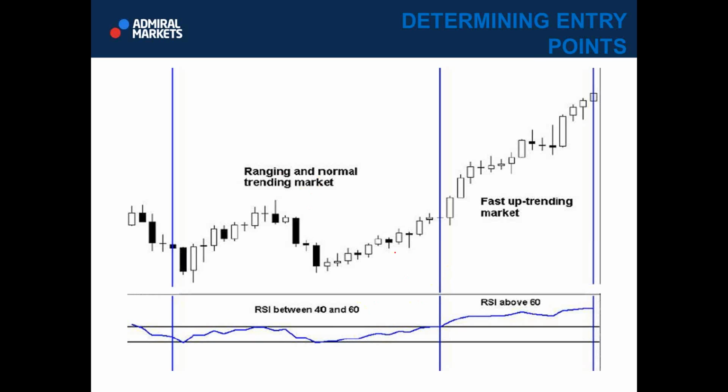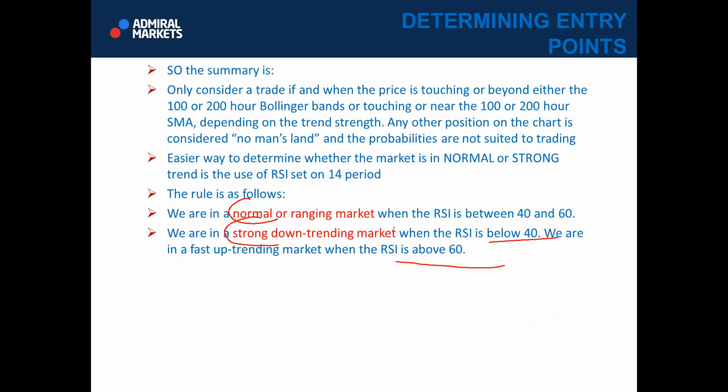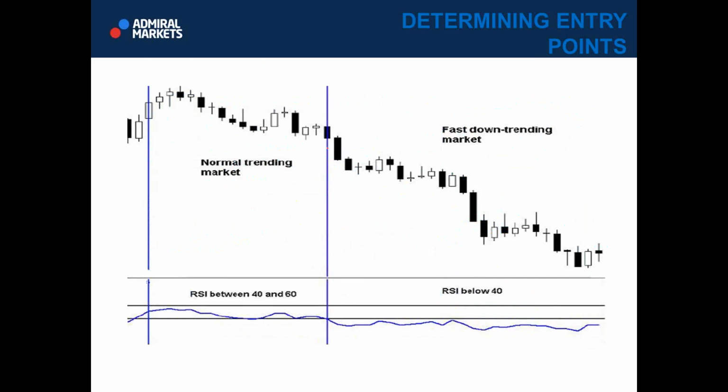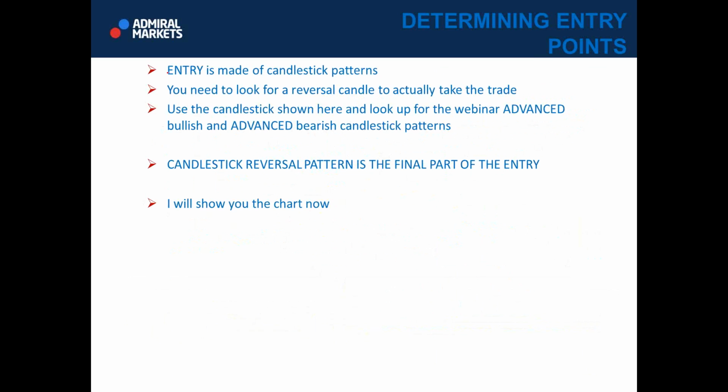You need to determine the trend. So let's say we are bullish. Then you need to determine whether the trend is ranging, normal, or strong. That's easy. And now, entry is made of candlestick patterns. You need to look for a reversal candle to actually take the trade. Use the candlestick patterns shown here and look for the webinar on advanced bullish and advanced bearish candlestick patterns. The candlestick reversal pattern is the final part of the entry.